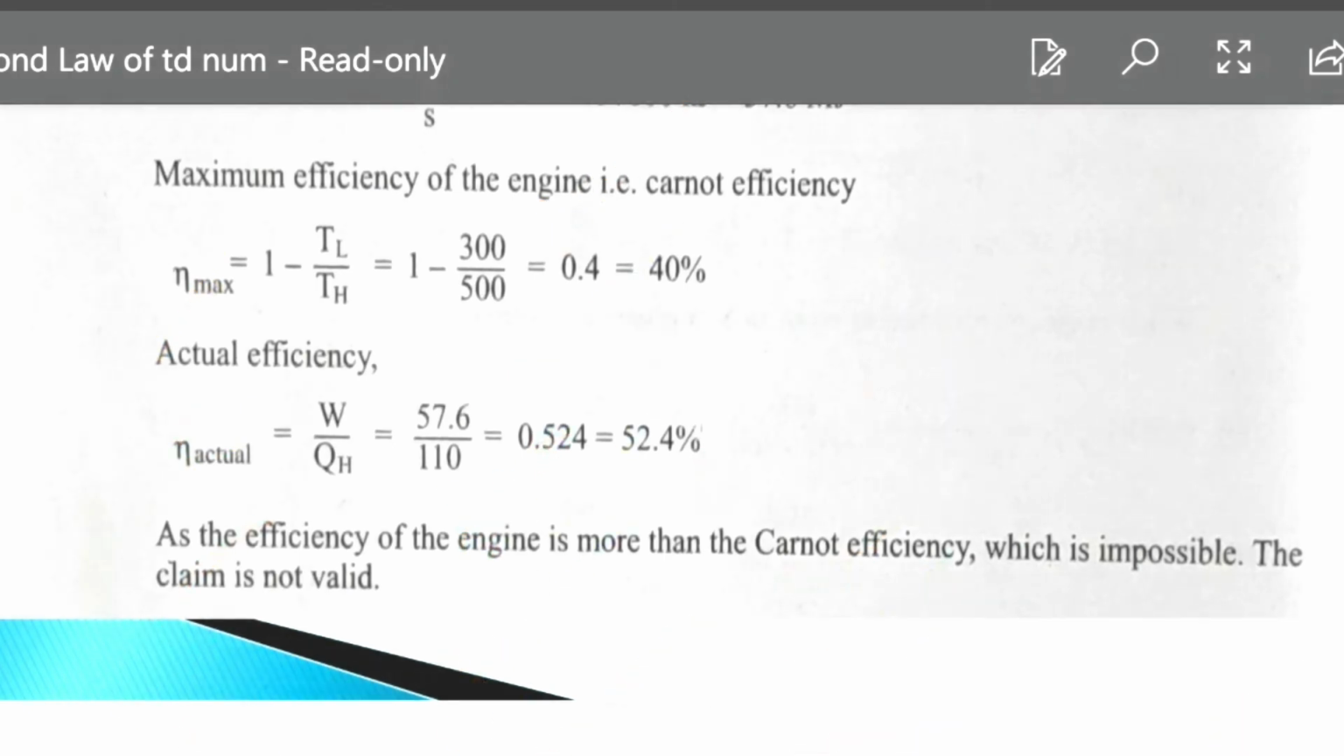Okay, hence here eta actual or actual efficiency is greater than eta max or eta Carnot, which is impossible. So the claim is not valid. Okay, this claim is not valid.